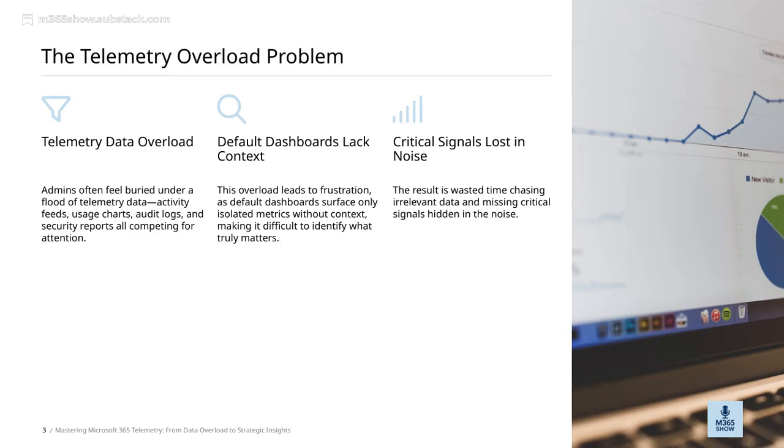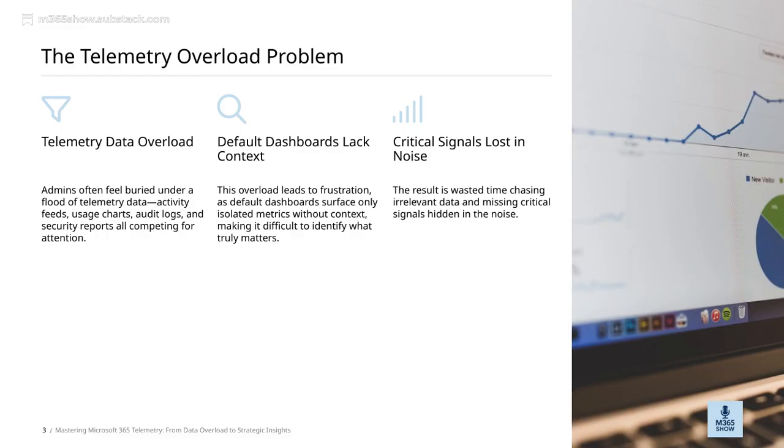Let's talk about the telemetry overload problem. When organizations collect so much data from Microsoft 365, it can quickly become overwhelming. The key issue here is that this overload often results in wasting time chasing after irrelevant data, while the truly critical signals get buried in the noise. It's like trying to find a needle in a haystack. These important signals are hidden, and if we're not careful, we might miss them altogether.